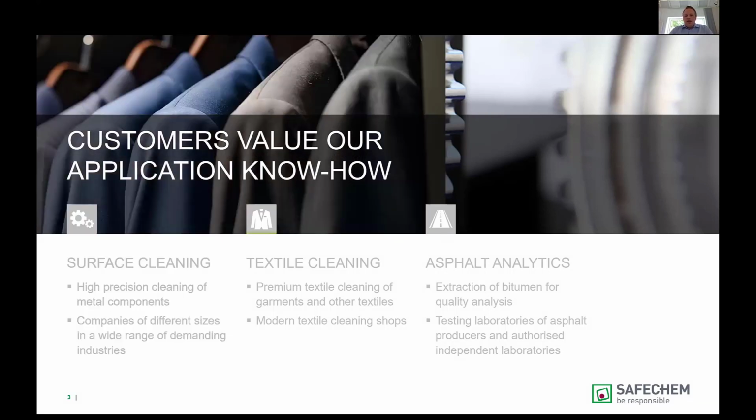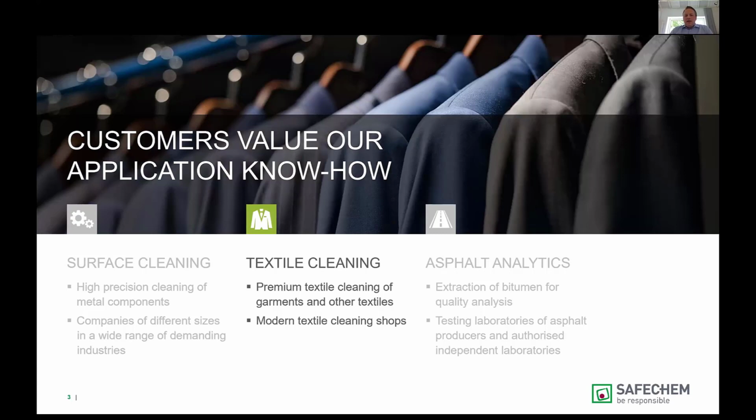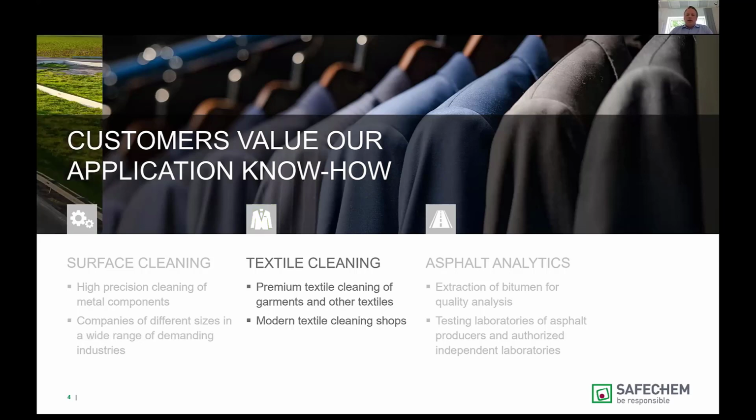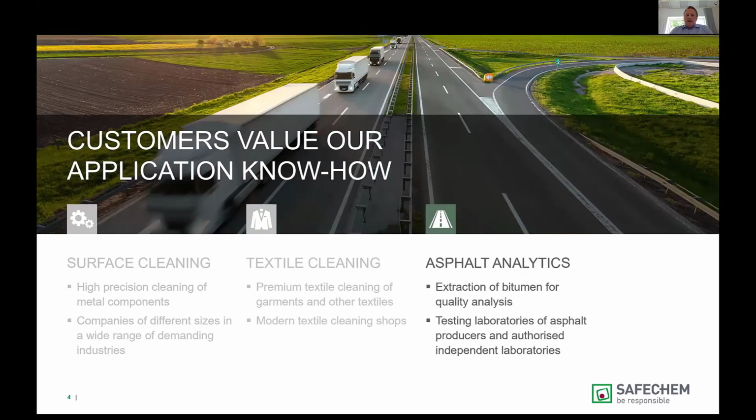The second application is textile cleaning, where we serve textile cleaning and dry cleaning shops with our products and services to enable modern and state-of-the-art textile cleaning. And the third application is asphalt analytics. That's a lab application where asphalt is analyzed. So the bitumen is extracted from the asphalt and is analyzed in terms of quality of the asphalt.